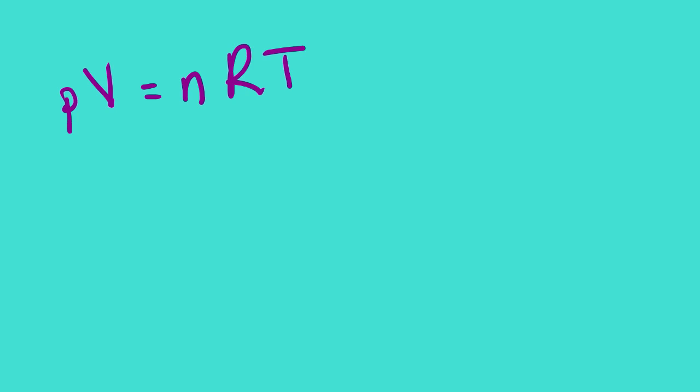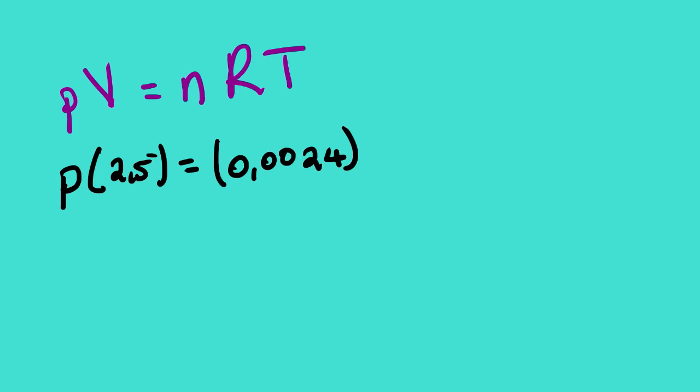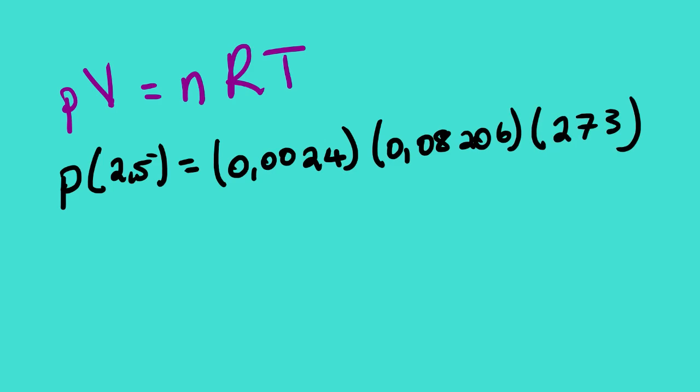Since it's like that, we can find the partial pressure of oxygen using this equation. Simply substitute our volume, in liters, 2.5. The number of moles we put for our desired gas, which is oxygen. Then for R, we are going to use 0.08206. Our temperature is 273. Divide both sides by 2.5. Our partial pressure for oxygen will be 0.022 atm.